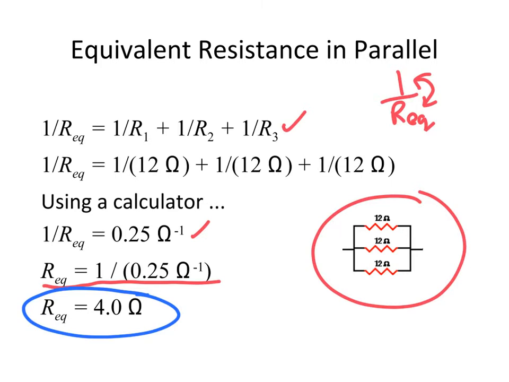This is an interesting result. You'll notice that each of the individual resistors has a resistance of 12 ohms. When we add them together, we get a resistance that's smaller than any of the 3 we started with. So 12 plus 12 plus 12 is 4. Well, don't tell your math teacher.